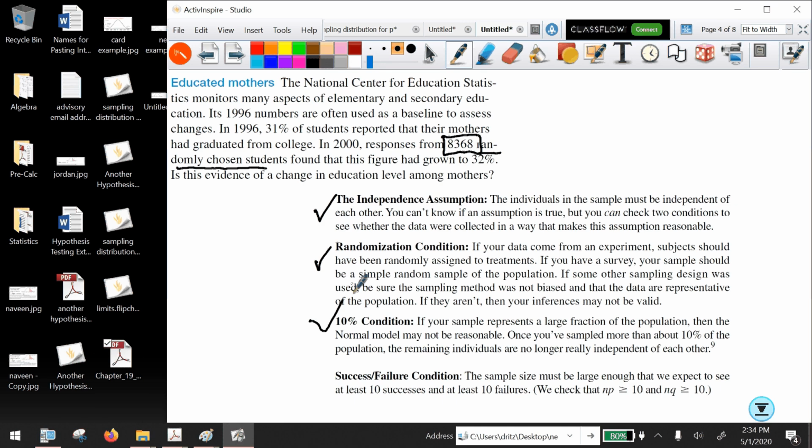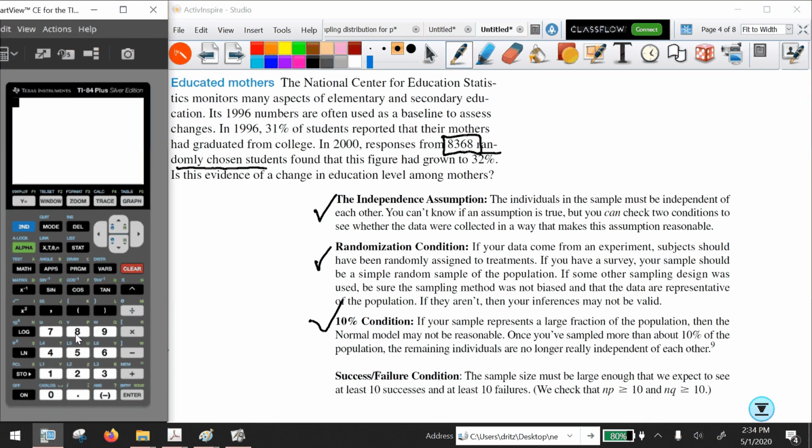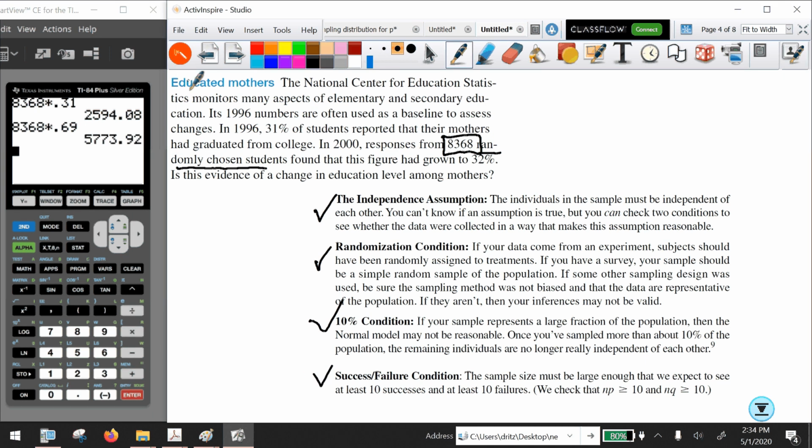We didn't oversample. And the success/failure condition is met because if 31% of the students had mothers who went to college in our random sample, we would expect to see at least 10 students who said that their mothers graduated from college, right? We'd expect to see that many. And we'd expect to see at least 10 students say that their mothers did not go to college. So we have the success/failure condition satisfied. So we satisfied all of the conditions necessary to use a one proportion z-test.